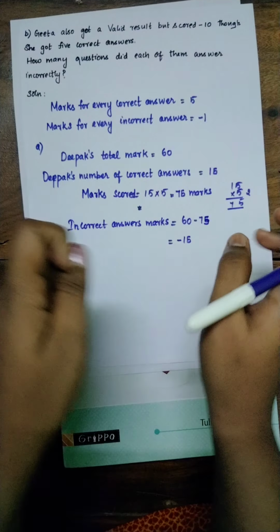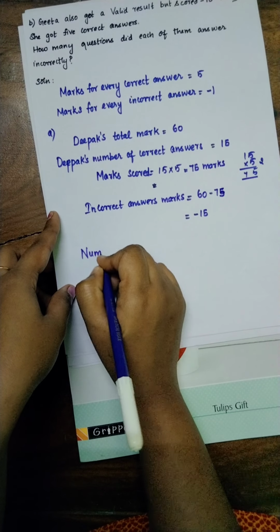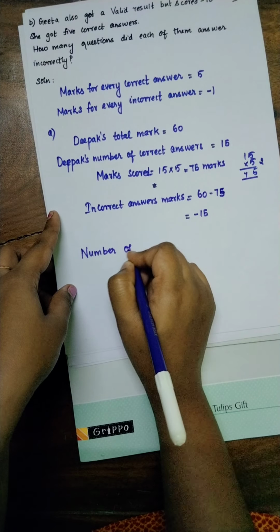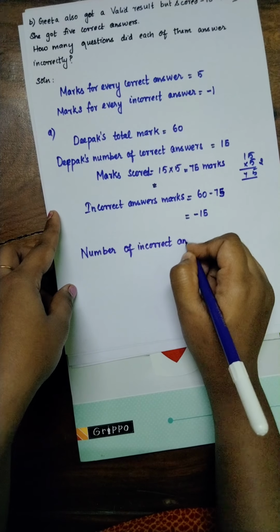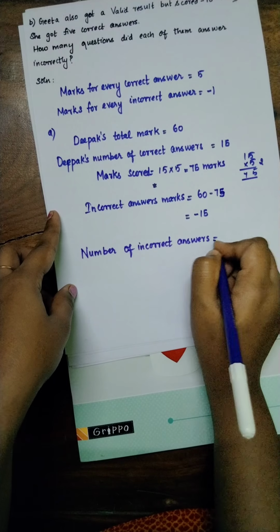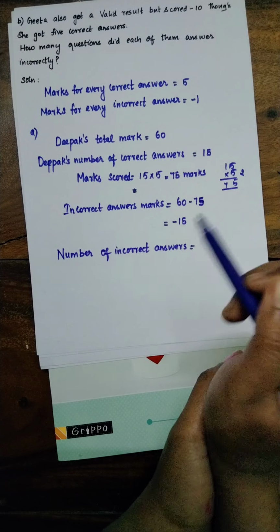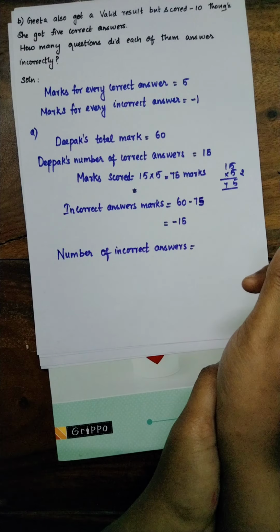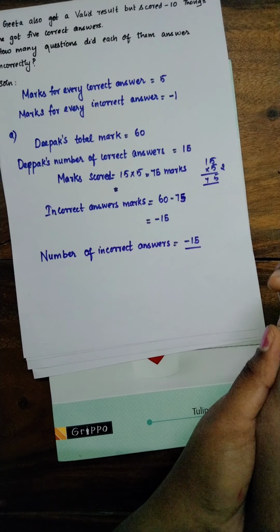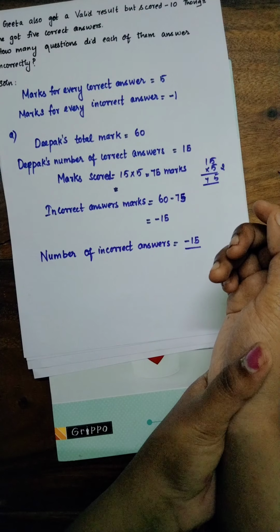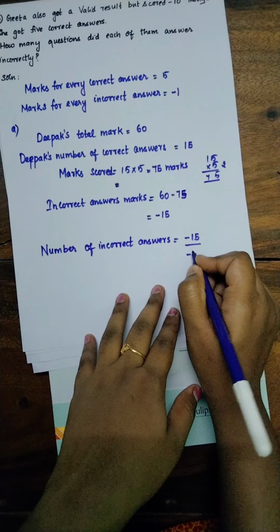Next we are going to find Deepak's number of incorrect answers. Number of incorrect answers. How will you find that? We know the marks, right? Incorrect answers mark is minus 15. So how will you find the number of incorrect answers? For each question, how many marks will they reduce? They will reduce 1 mark. So that is minus 1. Just divide both the numbers.